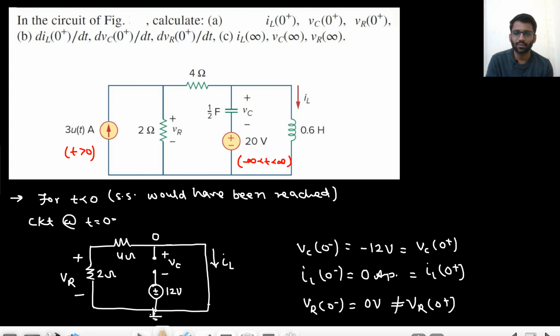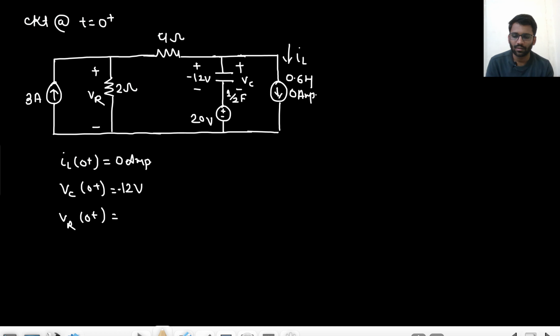Here, is it 20 volt or 12 volt? 20 volt. Oh sorry, if this is 20 volt, VC0 minus would be minus 20 volt only, no? This is minus 20. This will also be minus 20. Now tell me one thing. If this is 0, this will be 20, this will be minus 20. So this potential will also be 0, right?